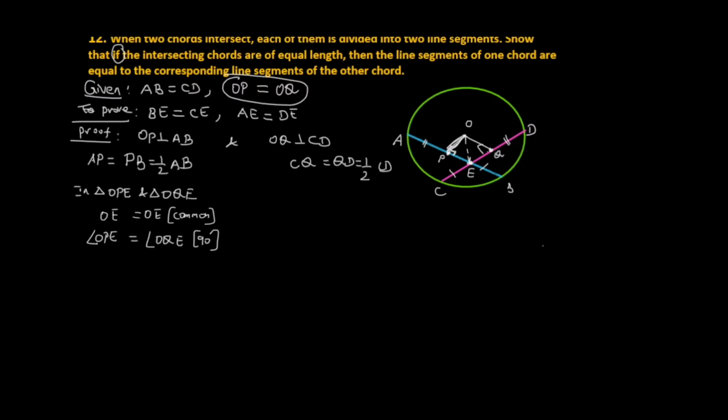Opposite to 90 degrees is only OE, so this is the hypotenuse. Then one more side, which is the perpendicular distance: OP is equal to OQ. That is given. When the two chords are equidistant, the distance from the center to each chord is equal. Therefore, triangle OPE is congruent to triangle OQE by the RHS criterion.